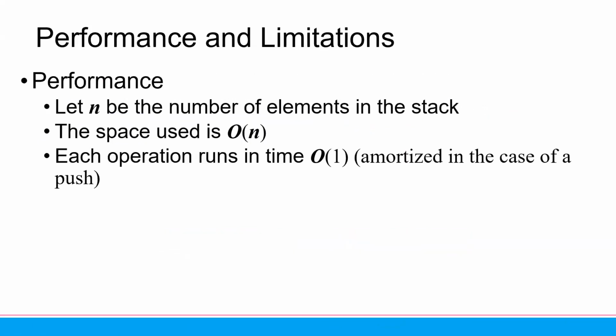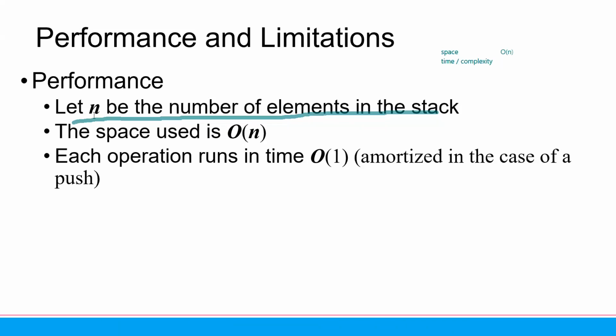Now we can look at the performance. What is the performance and what are the limitations? Let's suppose we have n elements. So n is the number of elements in the stack. As I mentioned in the previous section, we have two kinds of performance. The first is the space performance. The space performance means how much space we need to save the data in our data structure. And the second is the time or complexity performance. In the space performance, because we have n as the number of data, we will just say this is O(n).